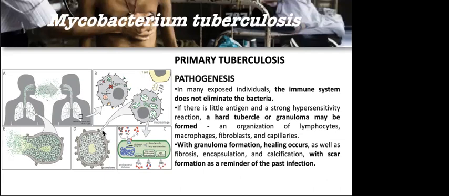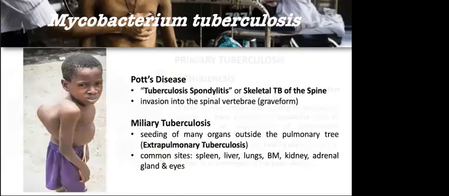So the spread of infection is controlled because of the presence of layers and layers of immune cells. Okay, so again, if the granuloma bursts, it would increase the probability of spreading the infection. Hence, we have miliary tuberculosis. Other forms of TB would include Pott's disease or tuberculous spondylitis, which is the TB of the spine. The infectious material invaded the spinal vertebrae.